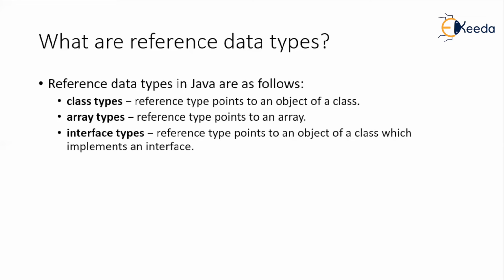Interface type. There is a concept of interface. Obviously, we will be discussing this concept in forthcoming sessions. However, interface is a standard which must be followed by a class. So a class will be created which is implementing an interface, and when we are creating an object of that class, it is also termed as an object of type interface. So these are three types of reference data in a Java application.